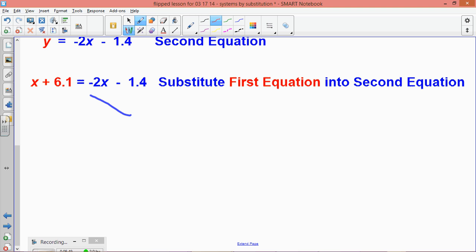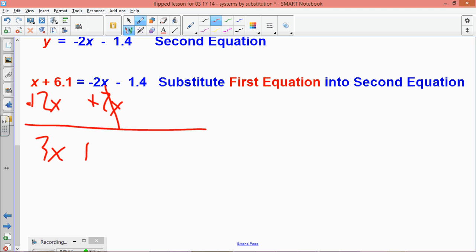So we need to combine all of this. What we're going to do is add 2x to both sides. Great. I've got 3x plus 6.1 equals negative 1.4. Now I need to get x by itself. This is a standard two-step equation at this point. Subtract 6.1, subtract 6.1.